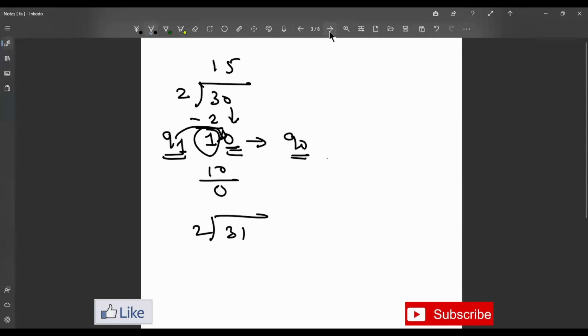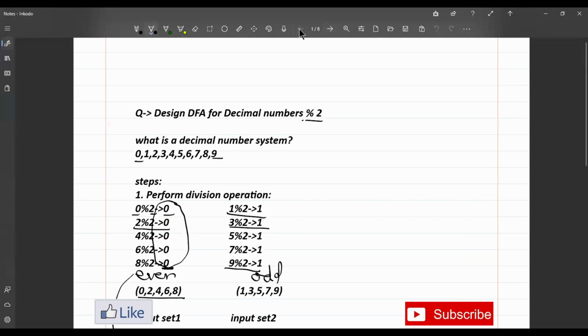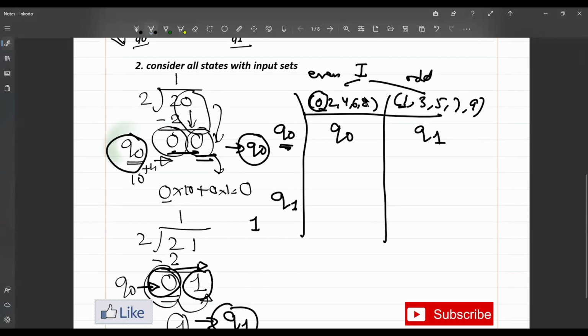Now again, suppose we are having the number 31. So we are going to divide by 2. So we are getting the remainder as 1, which is indicated by Q1, with the next bit as 1. So Q1 with the next bit as 1, what will be the remainder? The remainder will be 1. So it is going to the Q1 state. So that we will copy into our state transition table. So Q1, which was the odd number, with the next bit as an even number is generating the even number, so the remainder will be Q0.